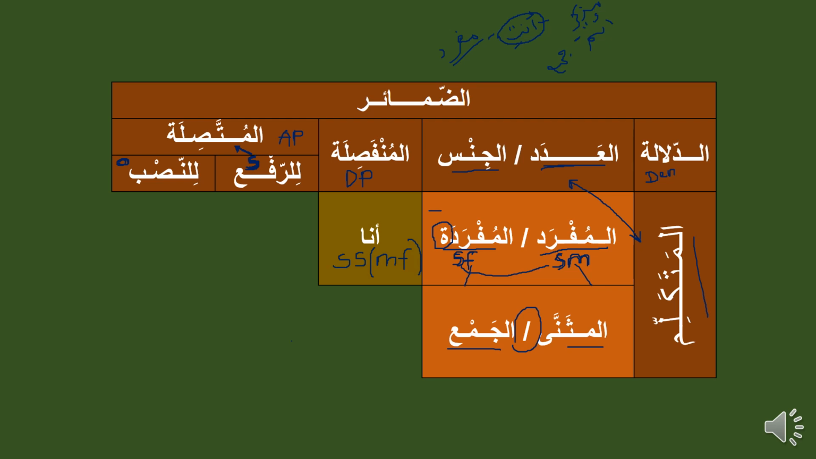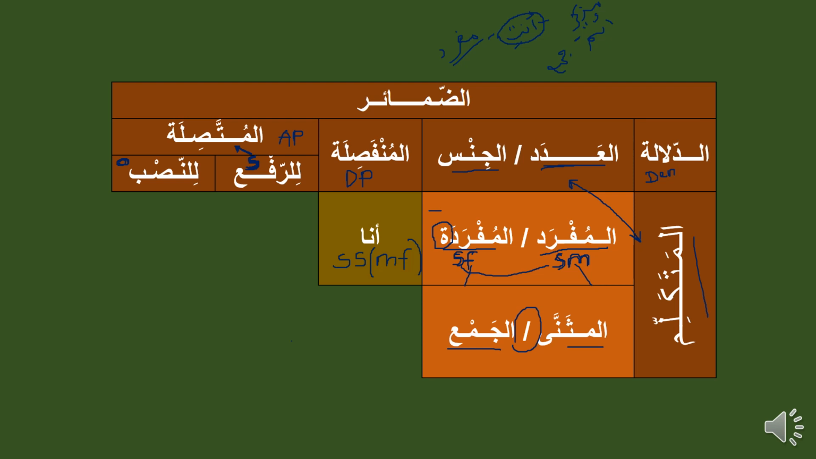Now if you want to analyze ana, you say ana is damir baris, because you can see it is visible. It is damir munfasil, because it is a detached pronoun. It is damir lil-mutakallim, a pronoun used for the speaker, al-mufrad, which is singular, masculine or feminine, muzakkar or muannas. And that's all about ana in terms of its detachment.